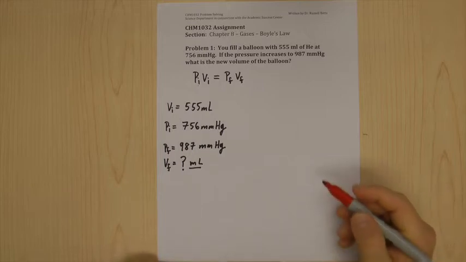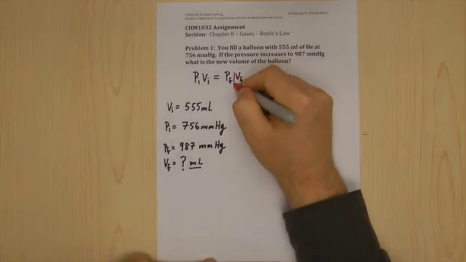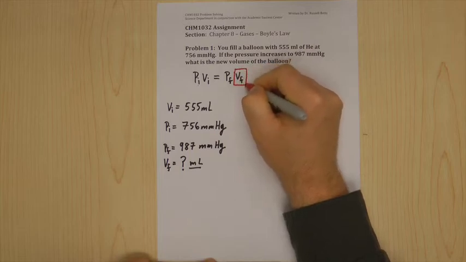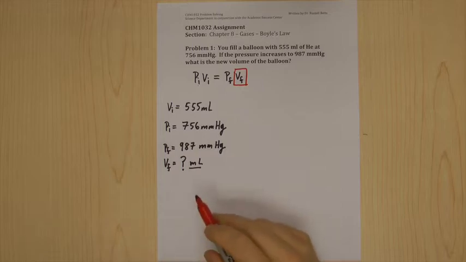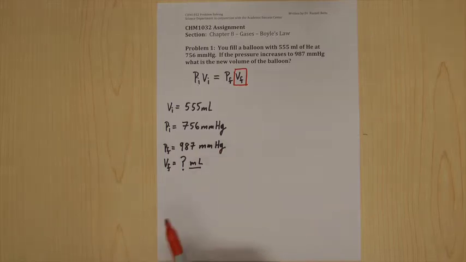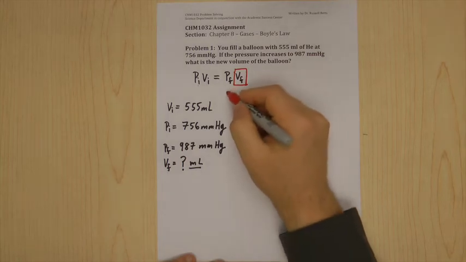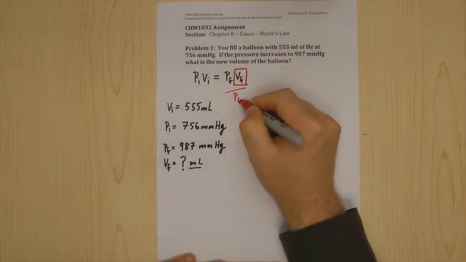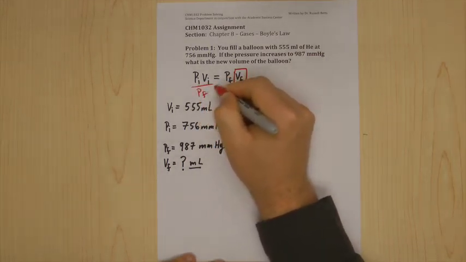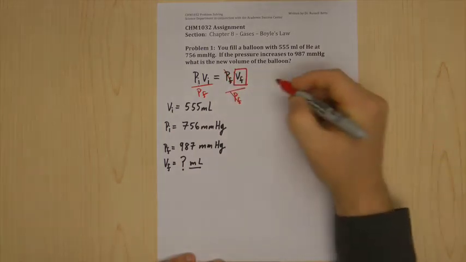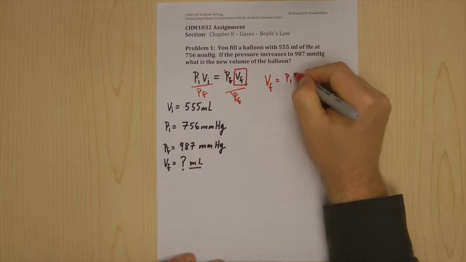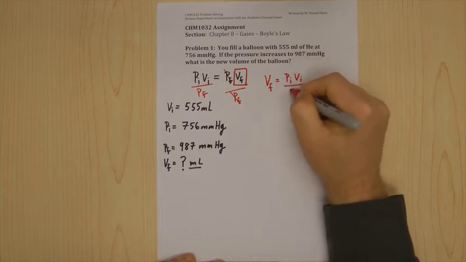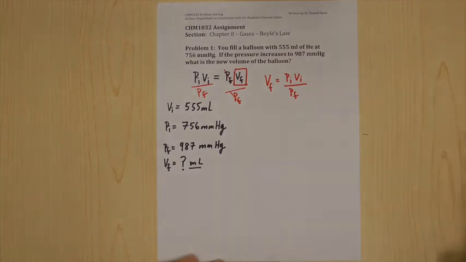Now, real quick, let me show you how to rearrange this formula. So this is what we want to solve for. Let's put a little red square around it. We want to solve for VF, so you simply have to get VF by itself, or isolate it. And to do that, you simply divide both sides by PF. It cancels on that side. So VF equals PI VI divided by PF. So that's what we're going to have to do.